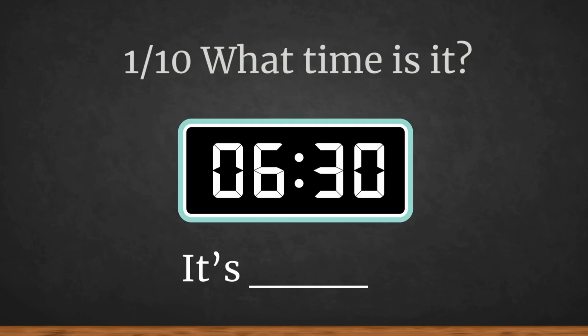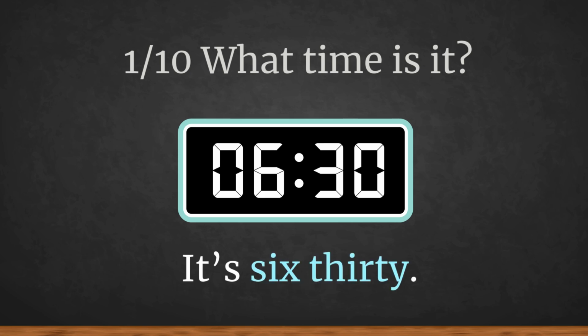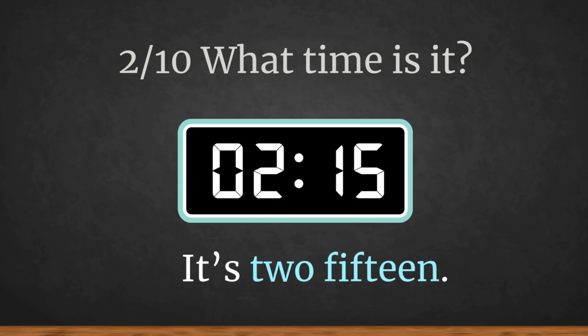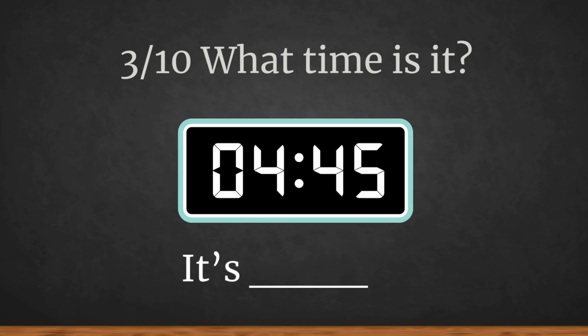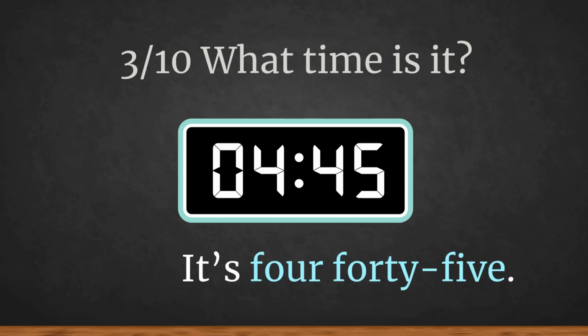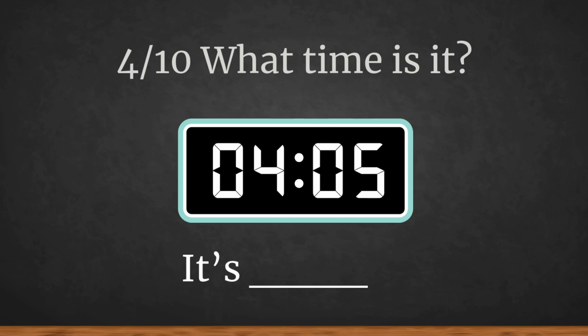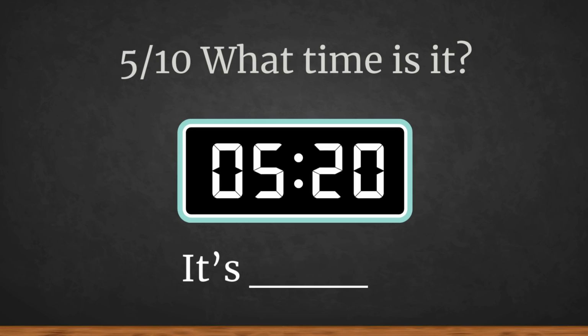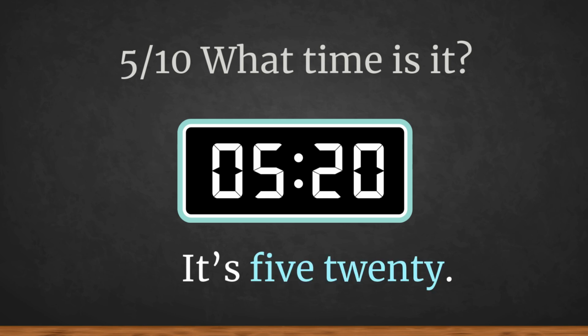Now let's practice. 1. What time is it? 6:30. 2. What time is it? It's 2:15. 3. What time is it? It's 4:45. 4. What time is it? It's 4:05. 5. What time is it? It's 5:20.